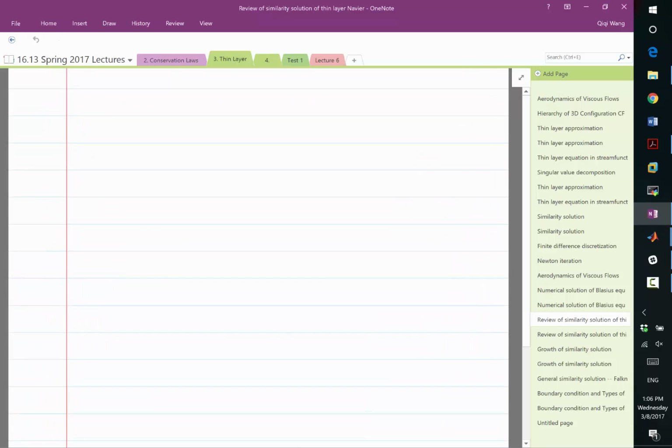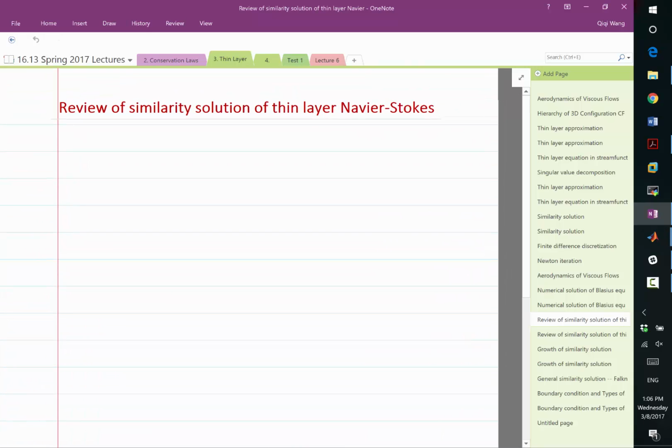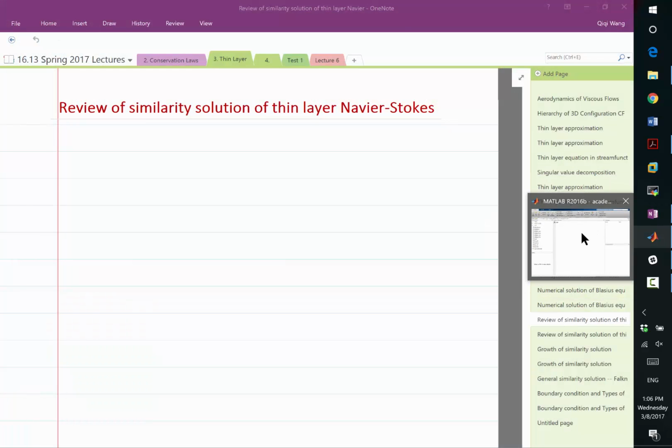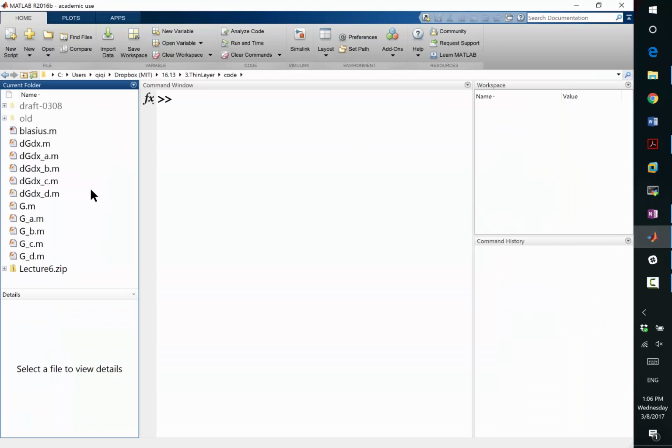Like we ended up having a numerical solution for the Blasius equation. We still have the same solution here. So in this lecture we are starting to talk about what that means. This is exactly the same code we finished up last lecture. So let's try to interpret the solution.